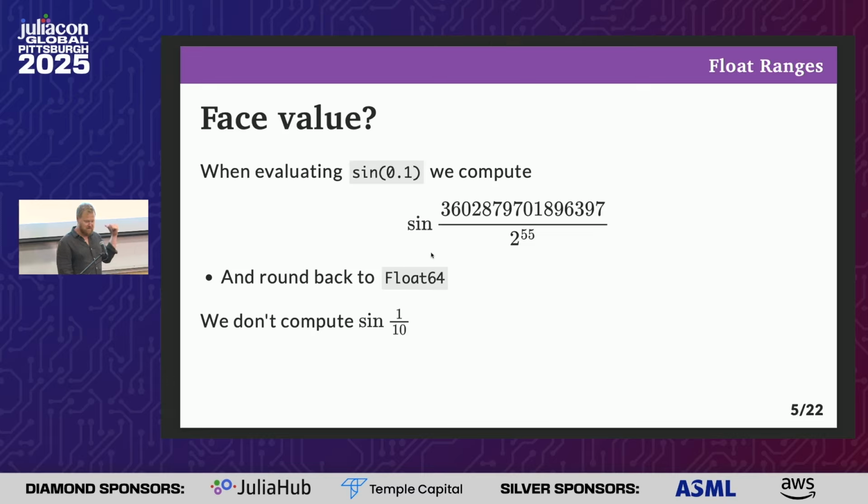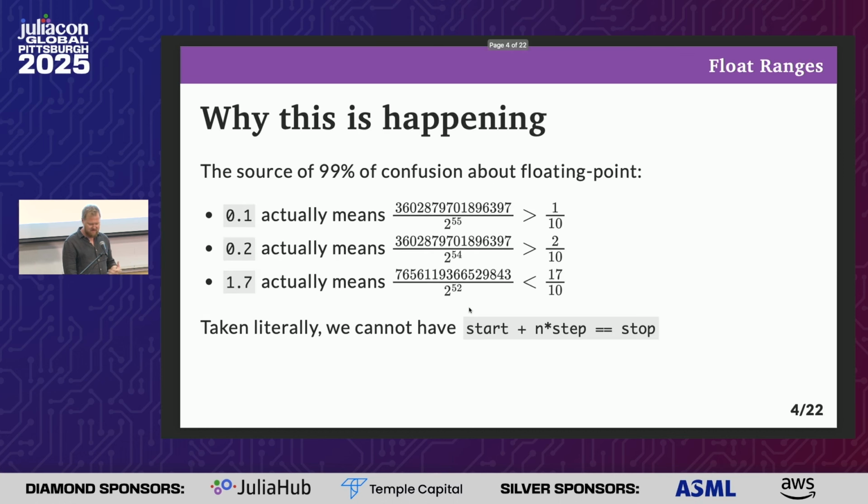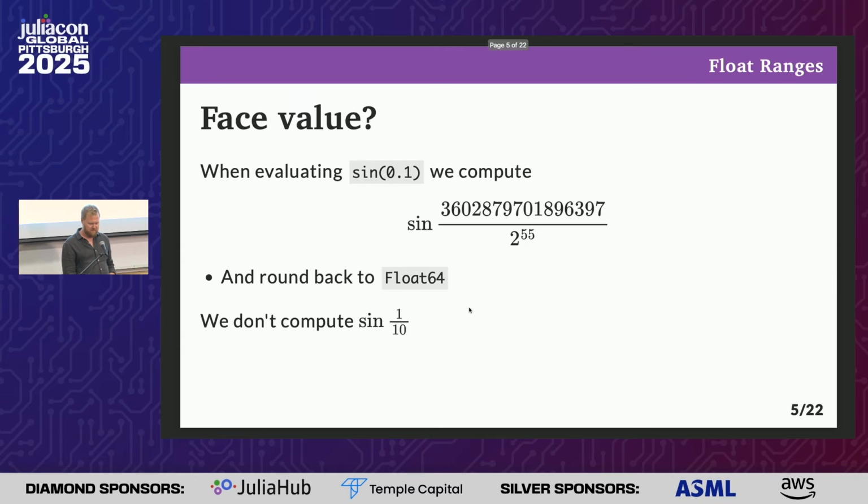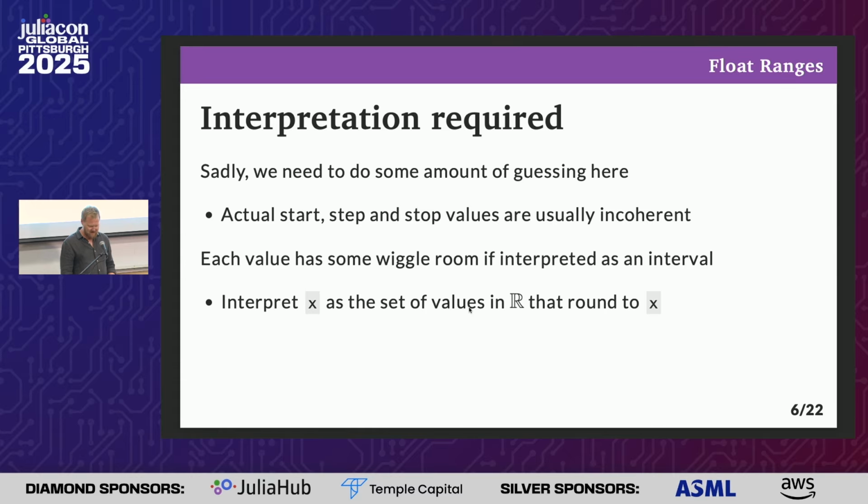Like if we evaluate sine of 0.1, we don't actually compute sine of 1/10. We're not guessing that the user actually meant 1/10. What we say is, okay, well, that float value, even though we write it as 0.1, actually means this. We're going to compute the sine of that and then round it back to float. That's normally what we do. It's a sane thing to do. But in this case, it's incoherent, so we can't do that. Okay, so sadly, we need to do some amount of guessing here.